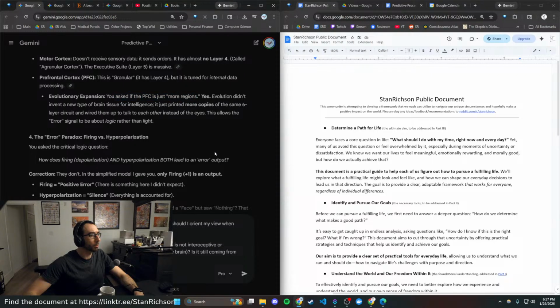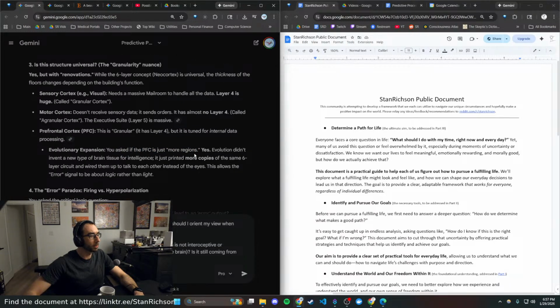You asked if the prefrontal cortex is just more regions. Yes, evolution didn't invent a new type of brain tissue for intelligence. It just printed more copies of the same 6-layer circuit and wired them up to talk to each other instead of the eyes. This allows the error signal to be about logic rather than light. Okay. Wow.